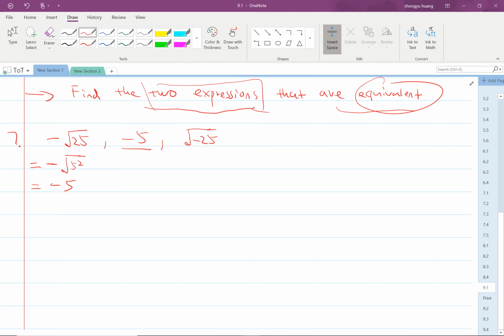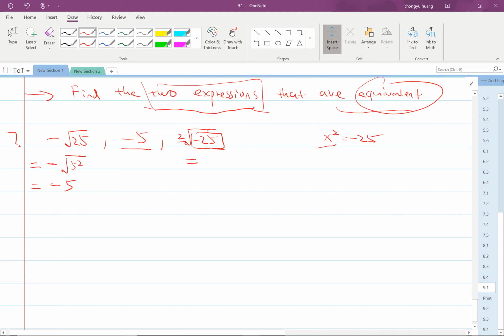And looking at the third one, you can see over here we have something negative. We have a square root, but the number inside is actually a negative number. What I mean by that is you cannot have something like this, right?